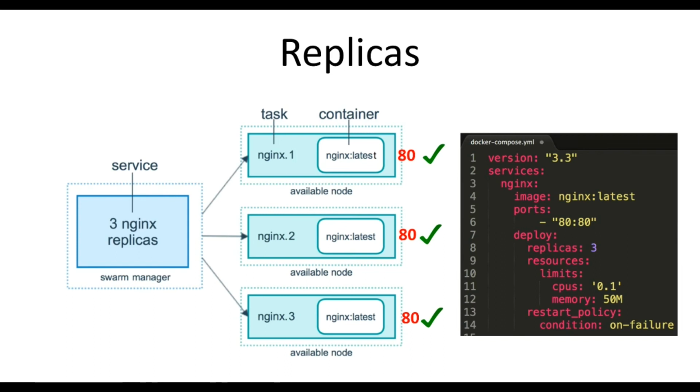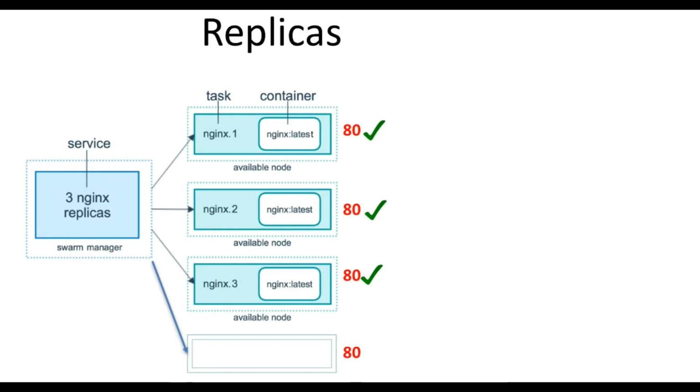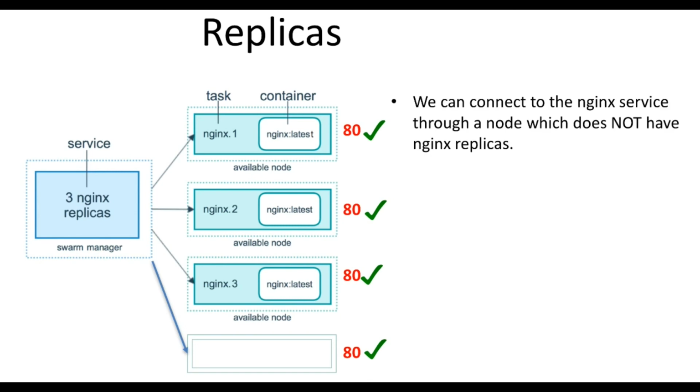While this concept is pretty standard when all nodes are running a service's container, this concept gets interesting when we have more nodes than we do replicas. Let's say you have 4 nodes in your swarm cluster and swarm deployed 3 replicas of the Nginx service. What if you hit port 80 of the node which doesn't have the Nginx replicas? What would happen? The answer is that you will still be able to connect to the Nginx service through a node which does not have Nginx replicas. Docker calls this ingress load balancing.